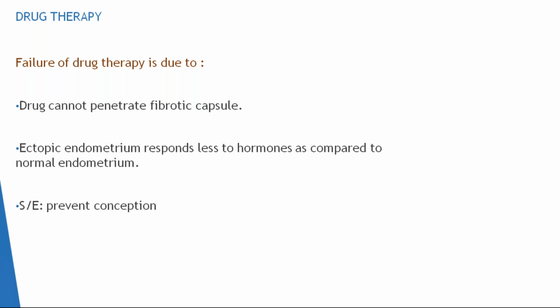Failure causes include that the drug cannot penetrate the fibrotic capsule, or the ectopic endometrium responds less to hormones compared to normal endometrium. The endometrium which is present inside the uterus responds better to hormones compared to the endometrium located ectopically, outside the uterus. And side effects include that all these drugs prevent conception. If she is a case of infertility, she wants conception now, but our drugs are preventing conception.